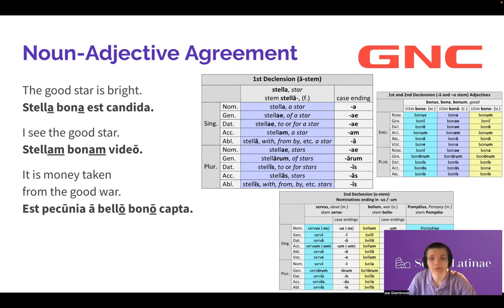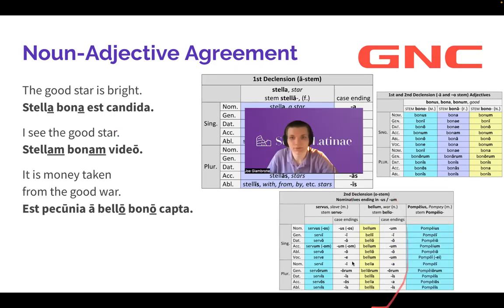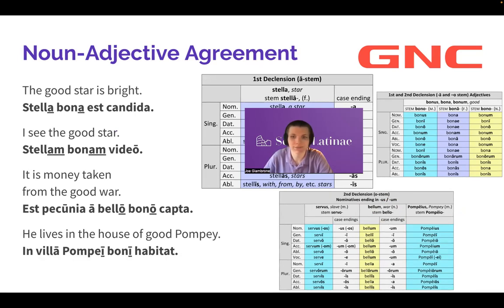And here it is actually, I'll show you the case forms for bellum, which means war. This is now neuter ablative singular, so it needs to be bono. And then here is masculine genitive singular, Pompei boni.